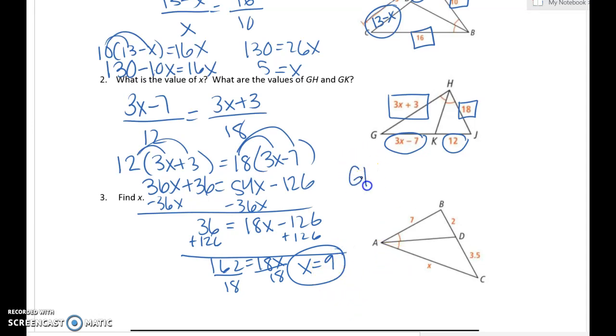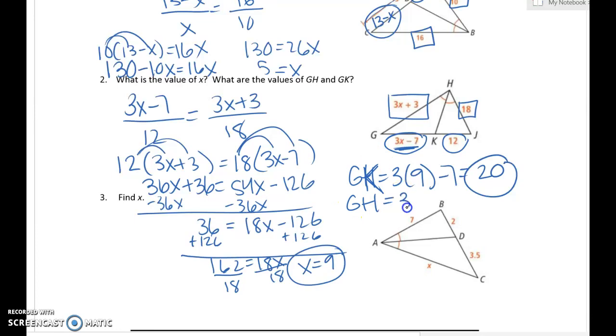And if x equals 9, then GH, 3x minus 7, so it's 3 times 9 minus 7, which is 27 minus 7, which is 20. I'm sorry, that was GK, wasn't it? That was GK, will be 20. GH will actually be 3 times 9 plus 3, which is 30.